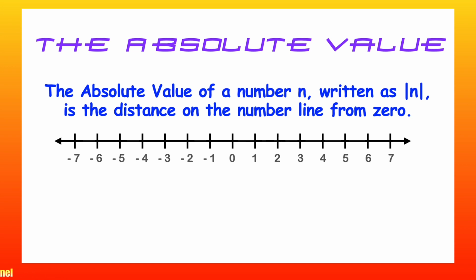So for example, what is the absolute value of negative 7? Locate negative 7 on the number line. Then count how many units negative 7 is from 0. 1, 2, 3, 4, 5, 6, 7. 7 units away from 0. So the absolute value of negative 7 is 7.